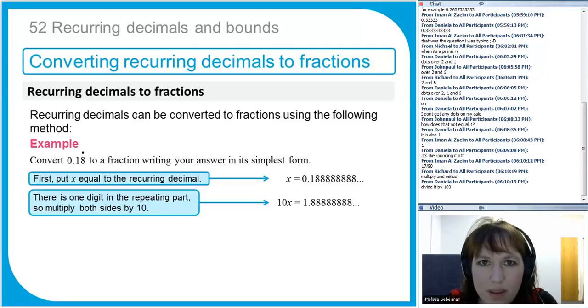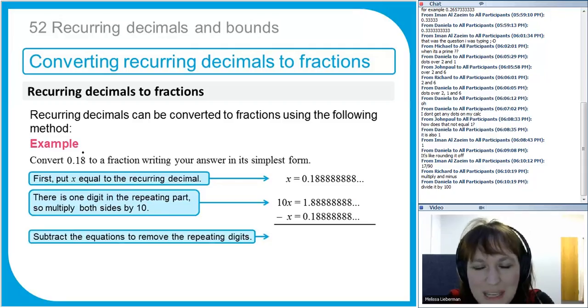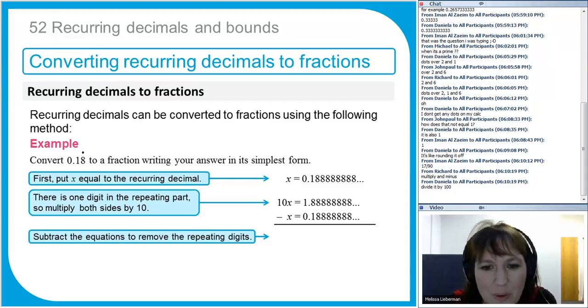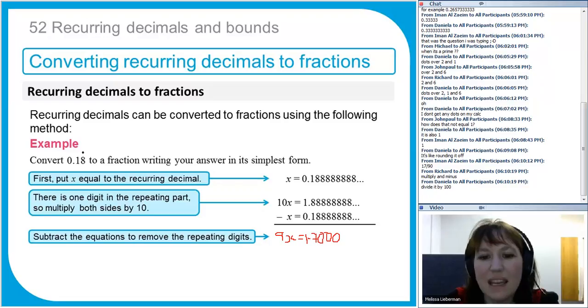So if I start off with the 10x, I'm just going to write it underneath to make it a little bit clearer what I'm doing. So if 10x is this, and 1x is this, and we subtract the 1x from the 10x, look what happens. We've got, obviously, 10x minus x is 9x. But then here we've got 1 subtract 0, which is 1. Then we've got 8 subtract 1, which is 7. Then we've got 8 subtract 8, 0, and so on. So the answer here is just 1.7.